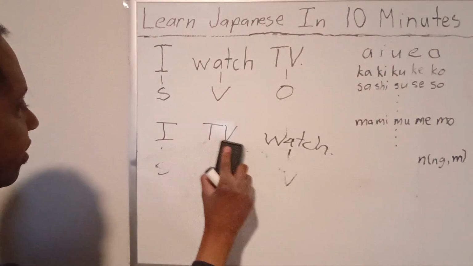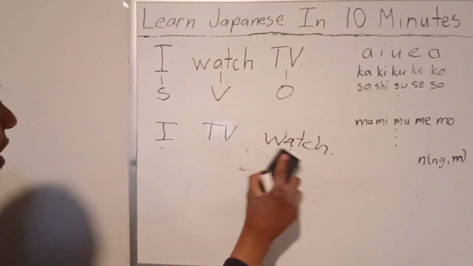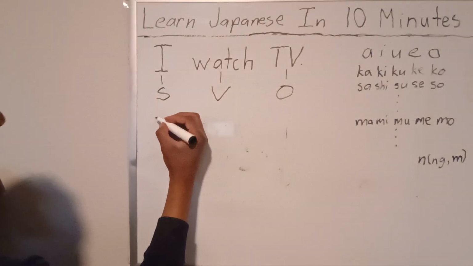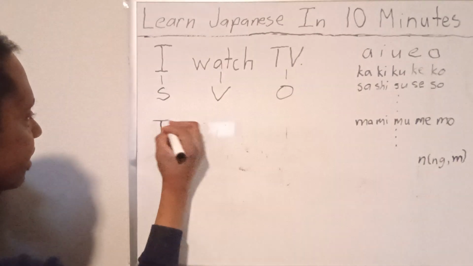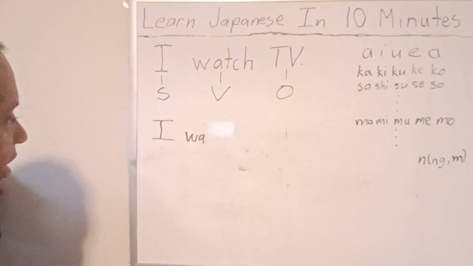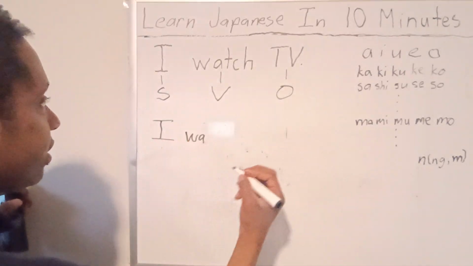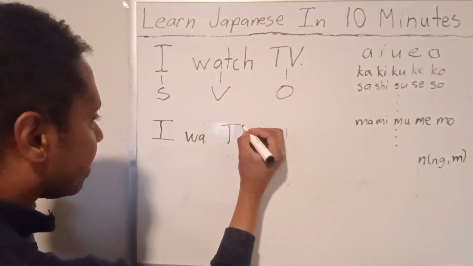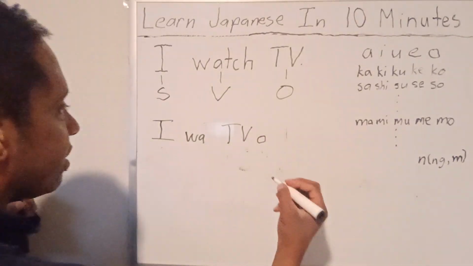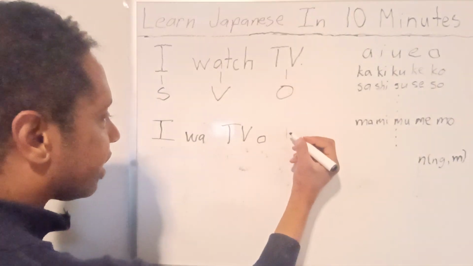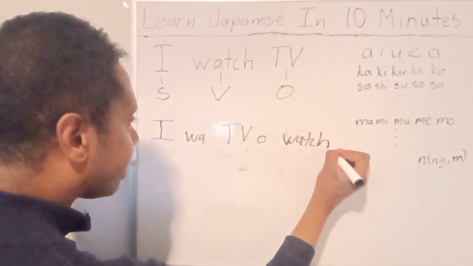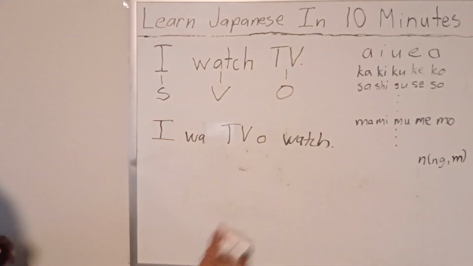Let's go over it again. I is the subject, but in Japanese you put wa after the subject, even when you speak: I wa. And then TV is the object, and you put o after TV, because TV is the object, and then you put the verb at the end, watch. So: I wa TV o watch.